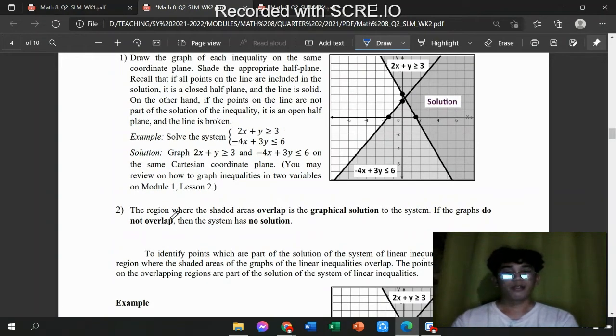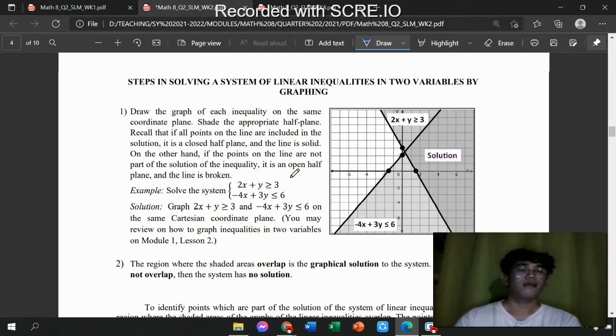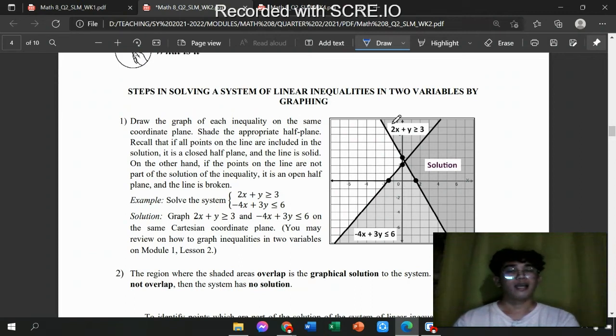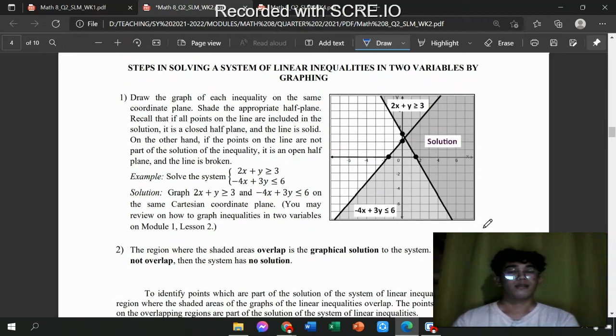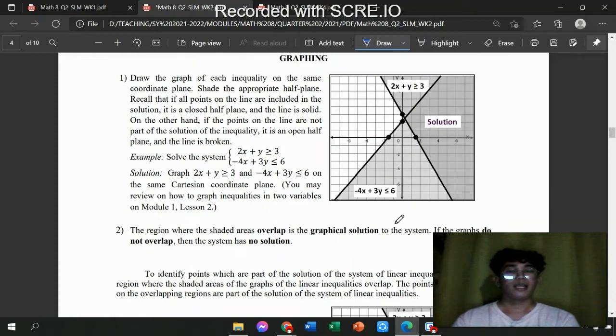If the graphs do not overlap, for example this one, naari ang shade, then ang isa kinaari ang shade, walay mag-overlap. If naay case nga dili mag-overlap ang shadings, then the system has no solution. Walay solution ang atong system kung wa mag-overlap ang shading. But in our example, nag-overlap man ani nga part ang shading. So that means ani nga area, makita nato ang solution sa atong linear inequalities.